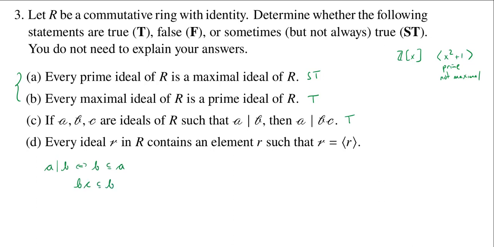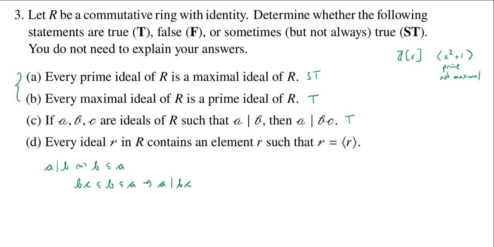But this is actually quite simple because BC is a subset of B. Why is that true? Well, remember, B is an ideal, which means it absorbs multiplication. So if I multiply by anything in C, it will still be in B. And then if I add up things in B, it's still in B. So BC is a subset of B, which we know is a subset of A, because A divides B. And so we conclude that A divides BC.